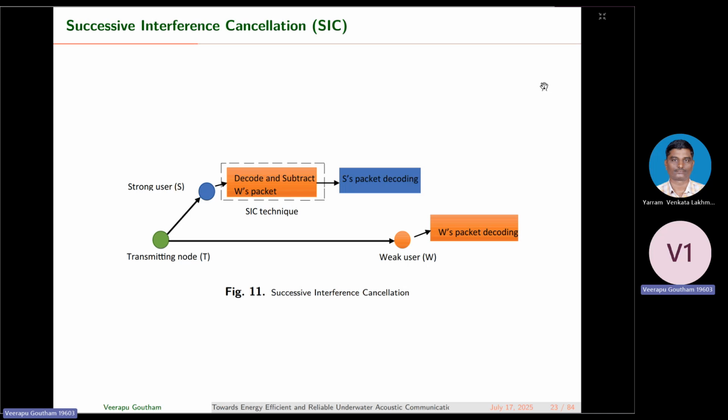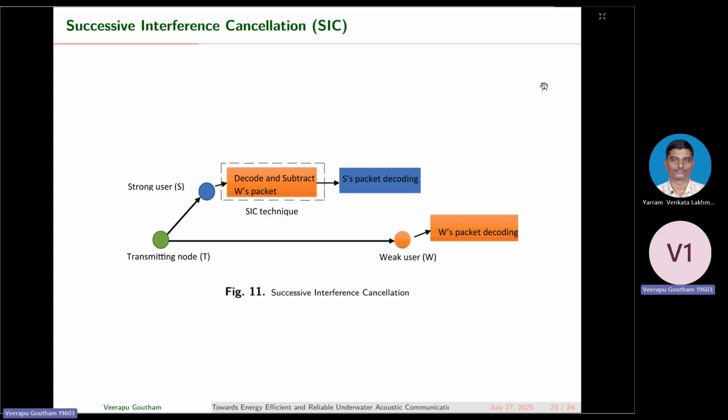This transmitting node is transmitting signals to the far user and the near user. Here, the far user has poor channel conditions. Poor channel conditions means high power loss. That's why this one is considered a weak user. The nearby user has good channel conditions. That's why we consider this one a strong user.